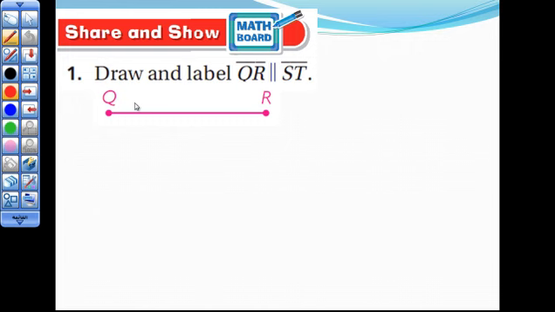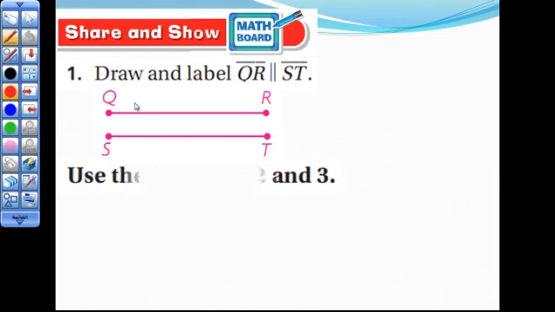Great job, QR. I have to draw another line segment ST parallel to QR. State another point S and point T, then join them, but it should be parallel to QR. It should appear to be parallel like this. ST. Please, I want you to stop the video and try by yourself, then complete. Let's go to question number 2.